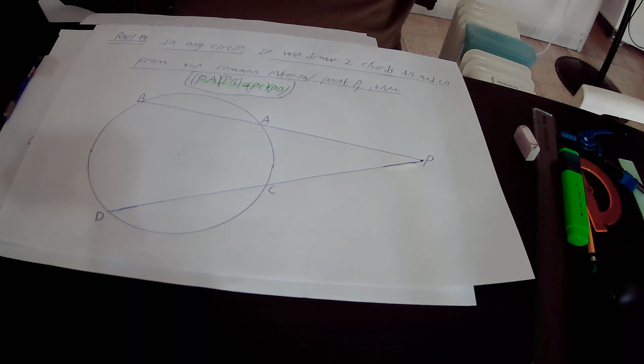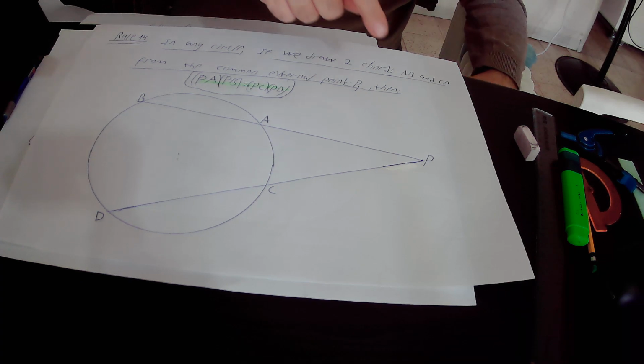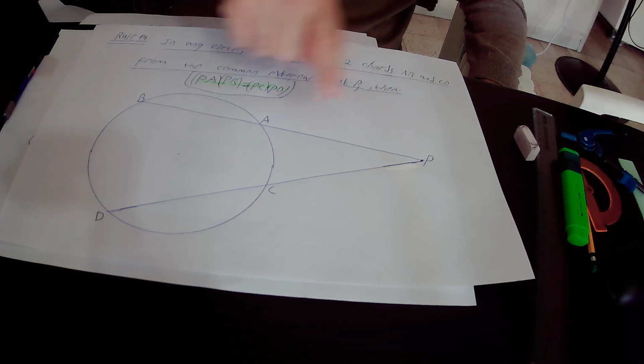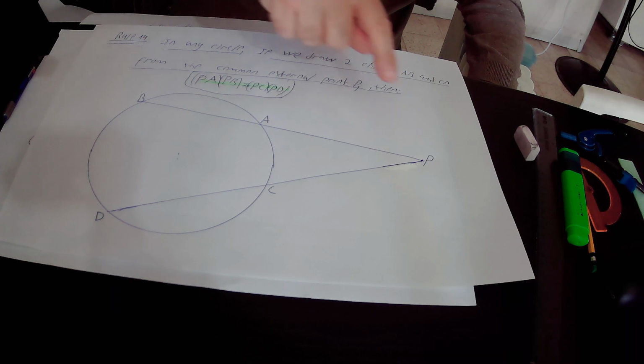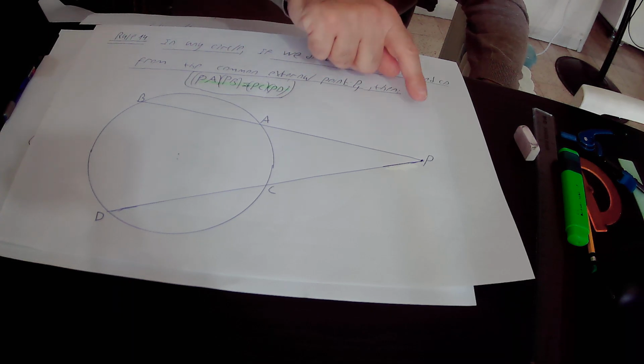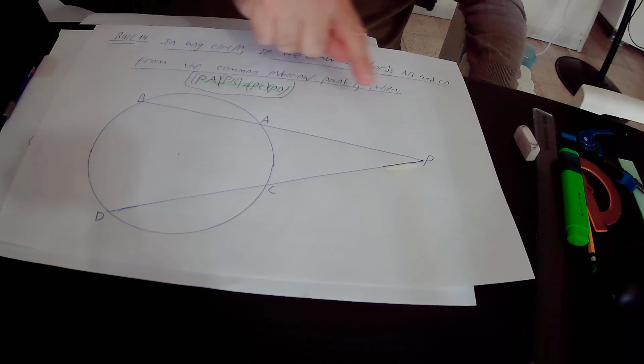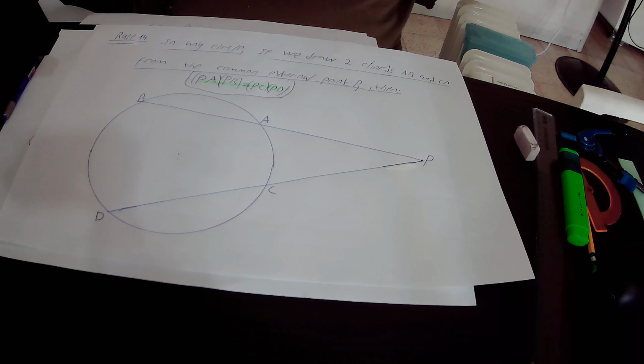So in this drawing, the following equation is true: PA times PB equals PC times PD. Again, PA times PB equals PC times PD. So whenever you draw from a common standpoint two line segments that cut the circle at two different points, you can implement rule number 14.